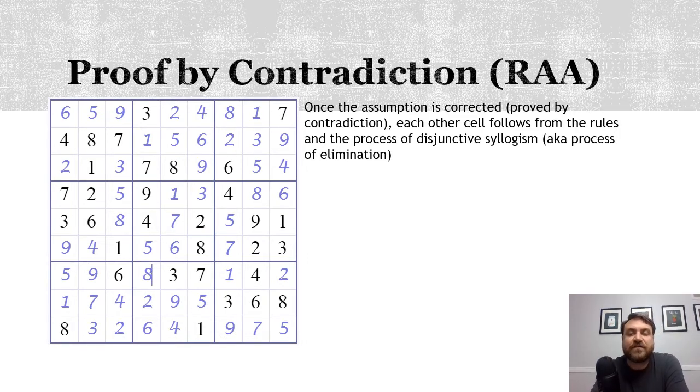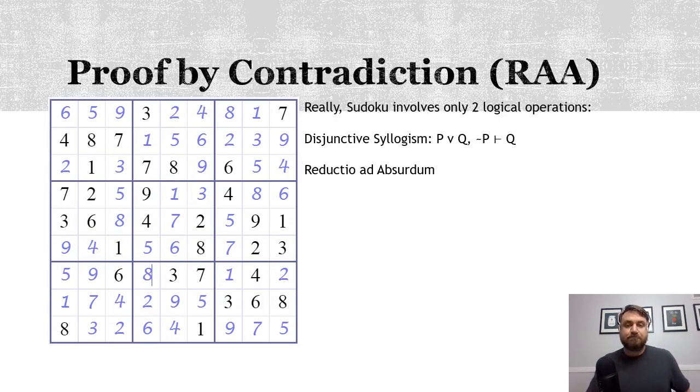And once that assumption is corrected, that is, proved by contradiction, just as we have, the other cell follows from the rules and the process of disjunctive syllogism. So process of elimination actually takes us all the rest of the way there. So really, Sudoku involves only 2 logical operations. We have disjunctive syllogism, which is, P wedge Q, not P, entails Q. And then this notion of reductio ad absurdum, or proof by contradiction, that we just walked through.